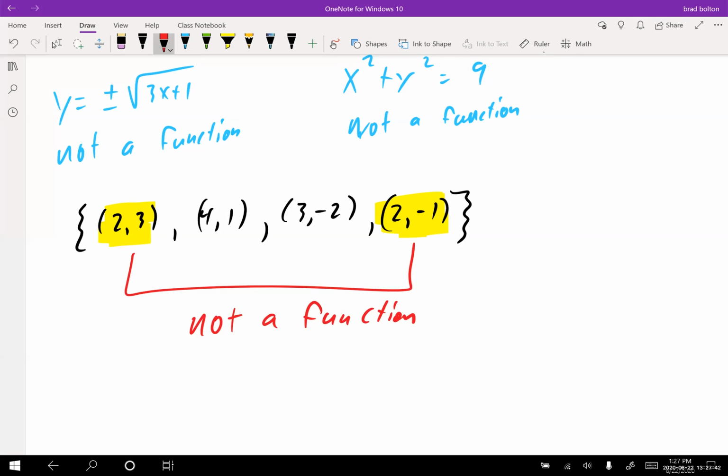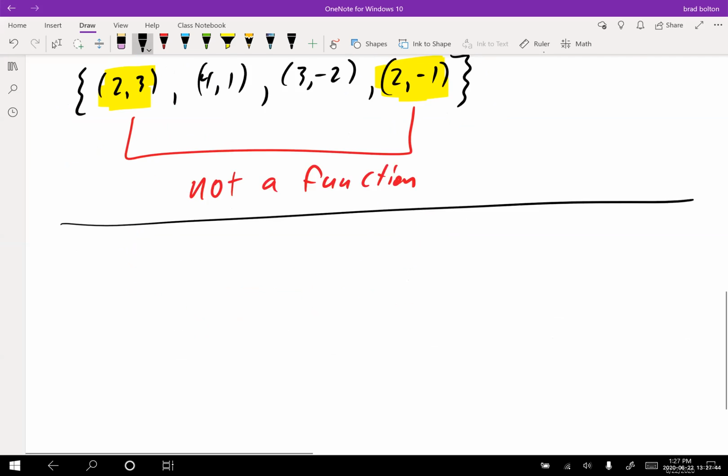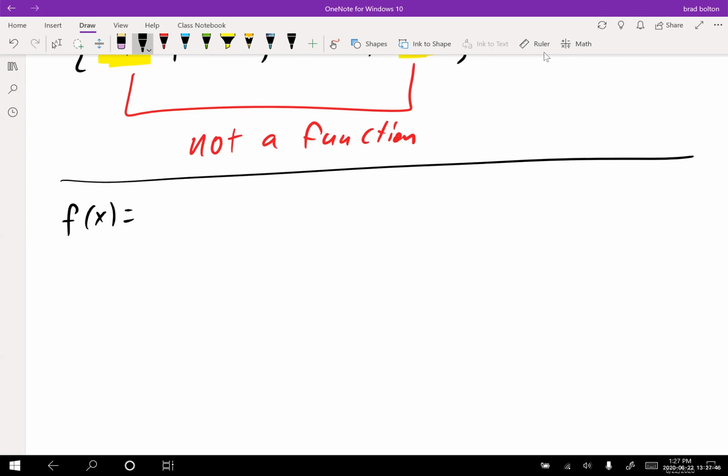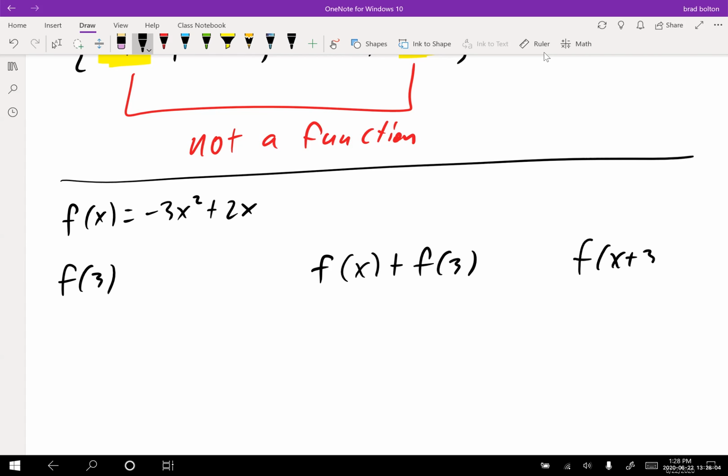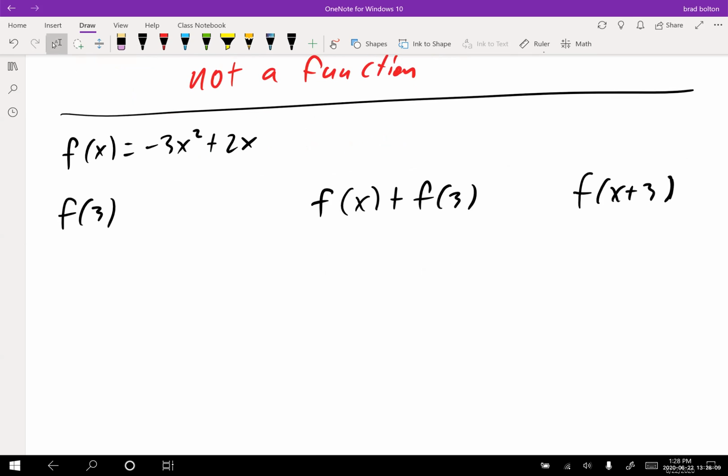Now, one thing that I want you guys to take from this section is how to evaluate a function. So if I say f of x is equal to negative 3x squared plus 2x, and then I ask you to evaluate it at f of 3, then I want you to evaluate it at f of x plus f of 3. And then I want you to do f of x plus 3, okay? So let's pause the video and you guys see if you remember how to evaluate this. More than likely you guys know how to do this, but just give it a shot real quick and then unpause the video when you're done.